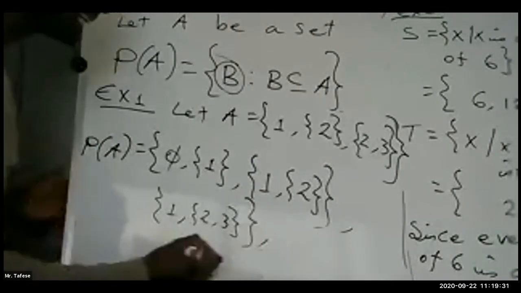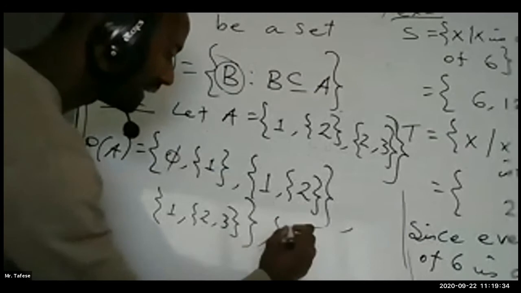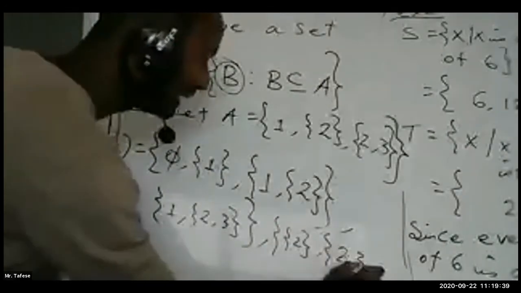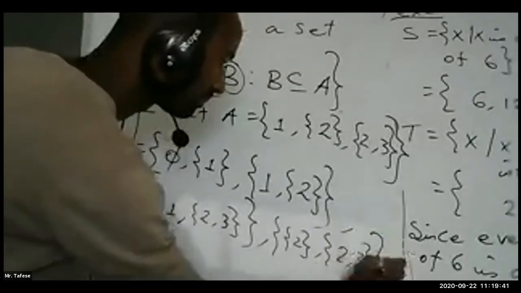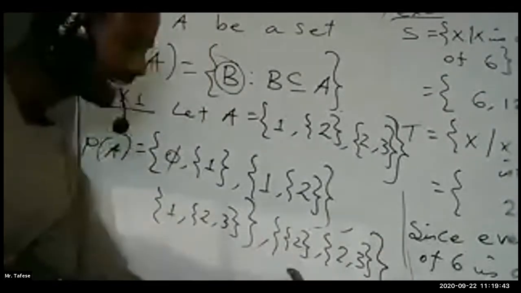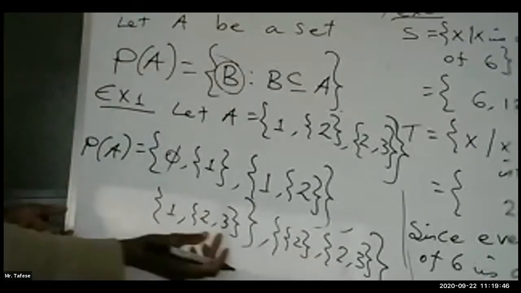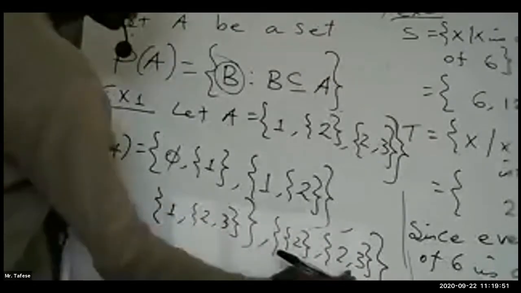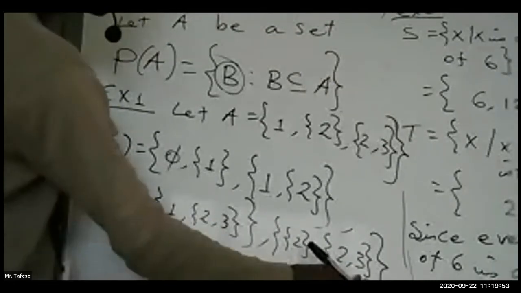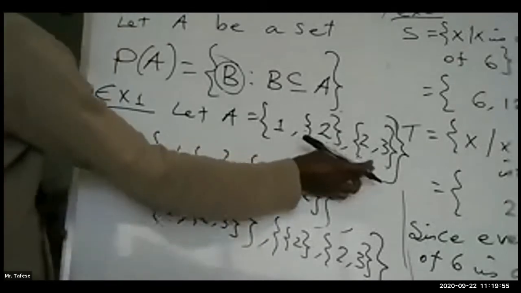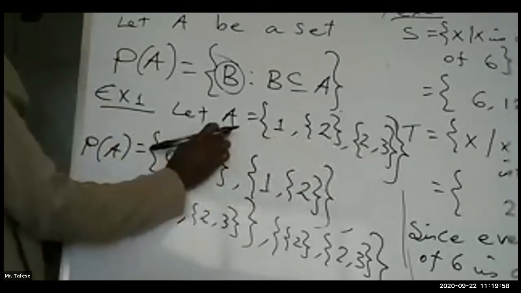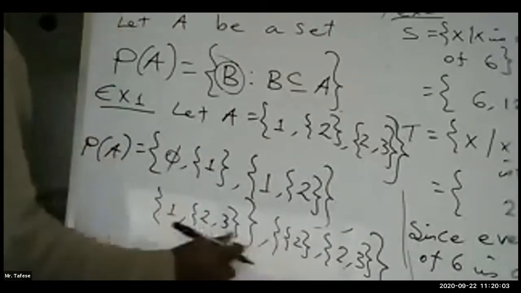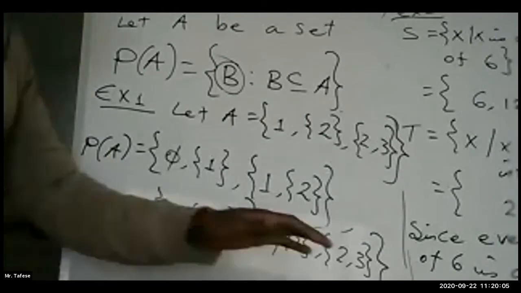So the other is a set containing {2} and {2, 3}. Then close it. So this set consists of 2 elements. What are they? {2} and {2, 3}. So a set containing 2 elements, which are {2} and {2, 3}, is already a subset of set A, because set A consists of these 2 elements. But I haven't finished.